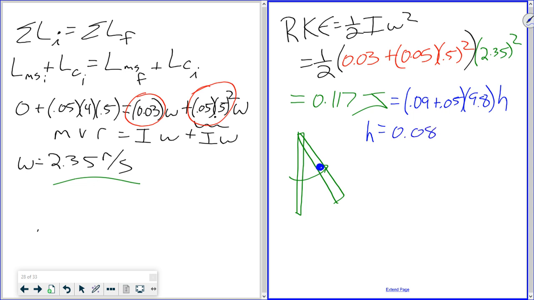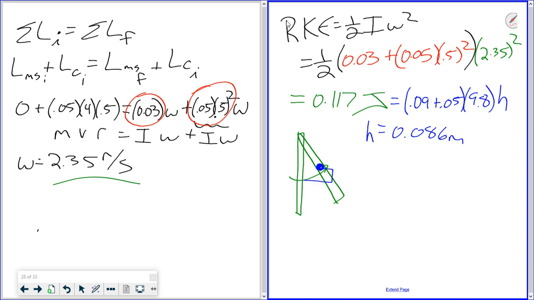0.08 something. Shoot, I'm sorry, I don't remember what it is. 0.086, there we go, sorry. Meters, okay? So that's how far this went up.